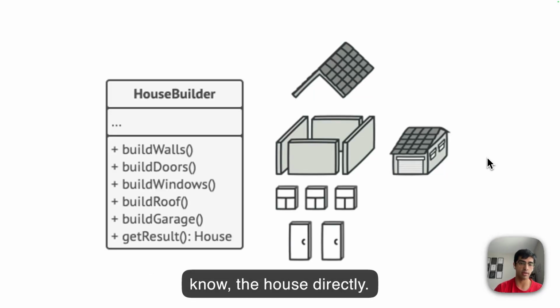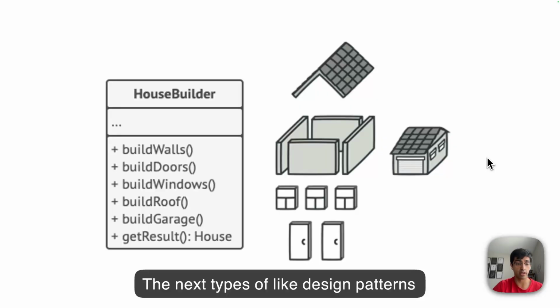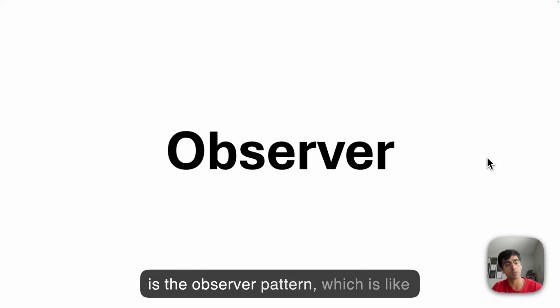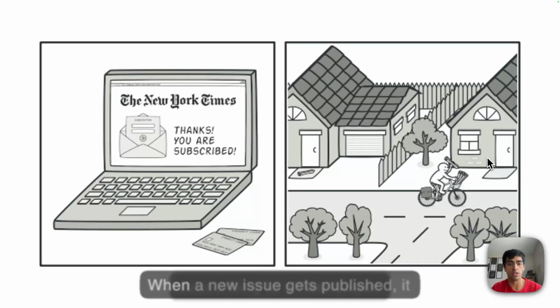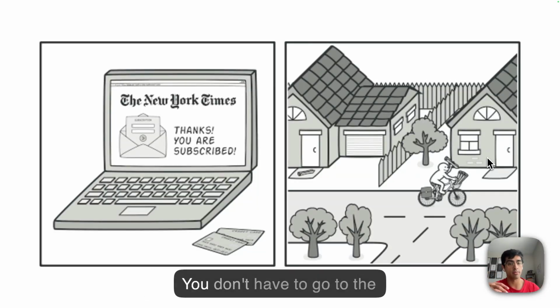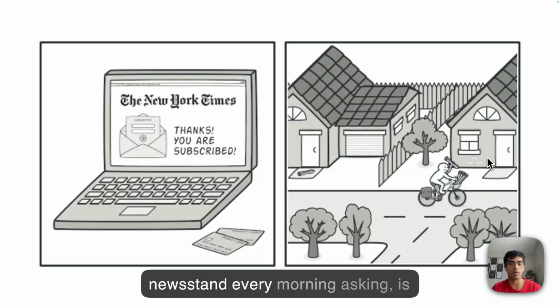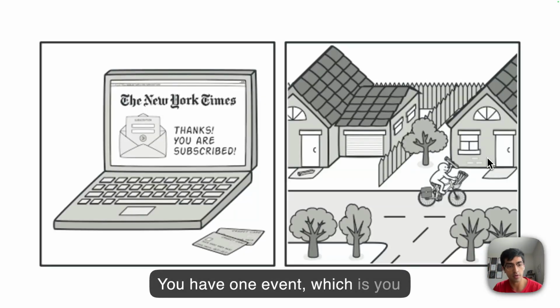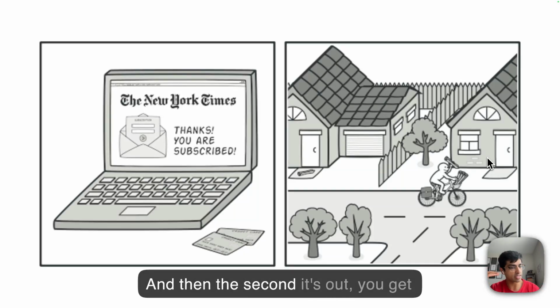The next types of design patterns are behavioral patterns. And the first one we're going to cover is the observer pattern, which is like subscribing to a newspaper. When a new issue gets published, it shows up directly at your doorstep. You don't have to go to the newsstand every morning asking, "Is the newspaper here? Is it ready?" and then keep asking over and over again until it does appear, which is essentially polling. You have one event, which is you subscribe, and then the second it's out, you get it.